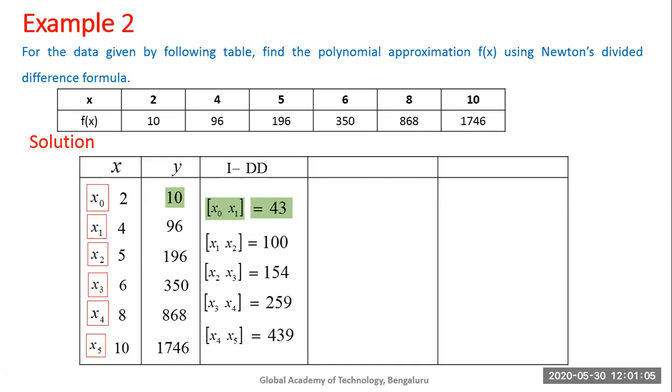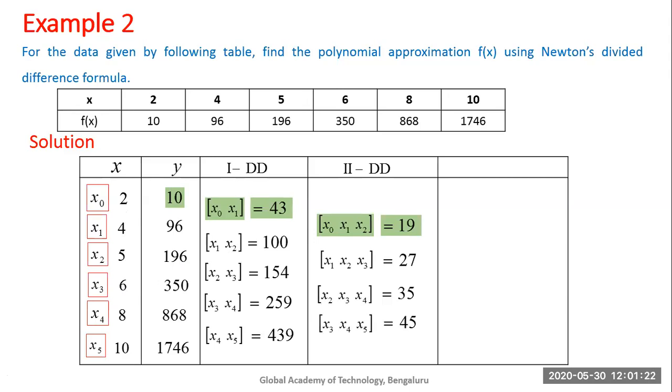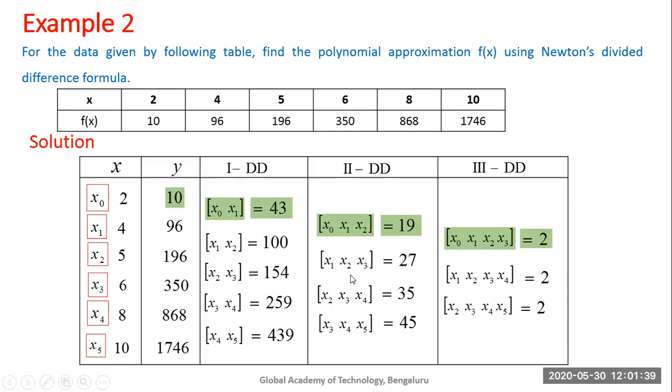Now use these first divided differences to get the second divided differences. Notation is x naught, x1, x2. 100 minus 43 divided by x2 minus x naught, that is 5 minus 2. So we get 19. Similarly, the remaining. Then using these, we find the third divided differences. Notation is x naught, x1, x2, x3. 27 minus 19 divided by x3 minus x naught, 6 minus 2. We get 2. Similarly, the remaining, so all of them are 2. Since we got all the same, the next ones are going to be zeros, so we stop at this.